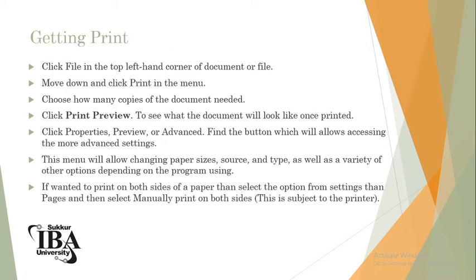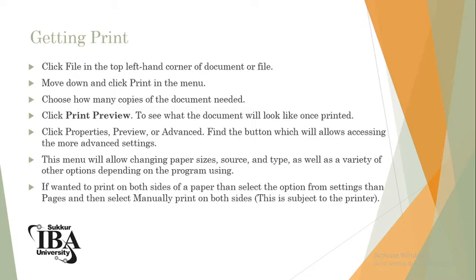Getting print. Click file in the top left hand corner of the document or file. Move down and click print in the menu. Choose how many copies of the document are needed. Click print preview to see what the document will look like once printed.